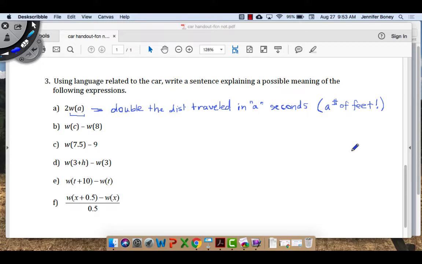What about W of C minus W of 8? The distance traveled over the time interval starting at 8 and ending at C. Yeah, this looks like the expressions we were writing in number 2. So this would be a distance traveled, or a change in the number of feet traveled, or a variation in the number of feet traveled between, let's see, which one was the initial end of the time interval? 8, yeah, 8 is the beginning and C is the ending. So I could say the number of feet traveled or just the distance traveled. We're measuring it in feet.